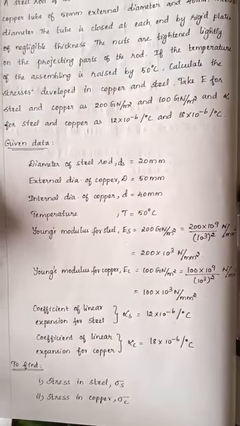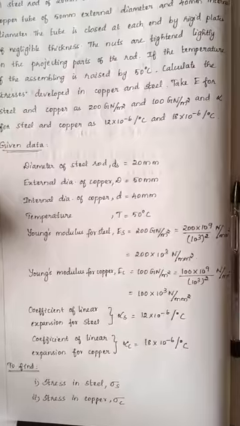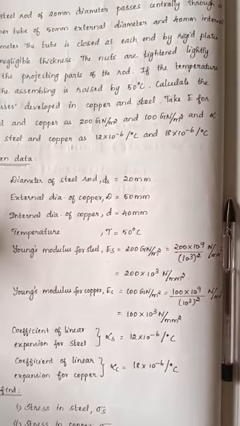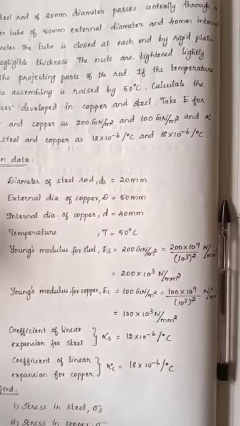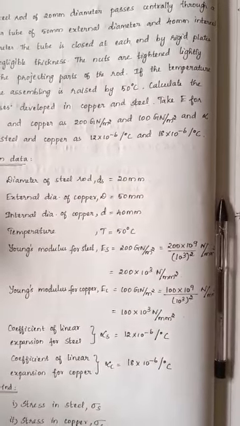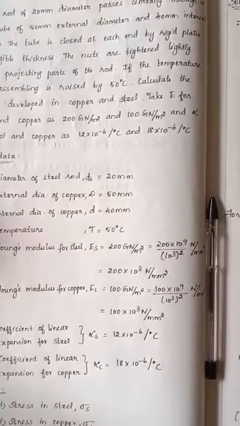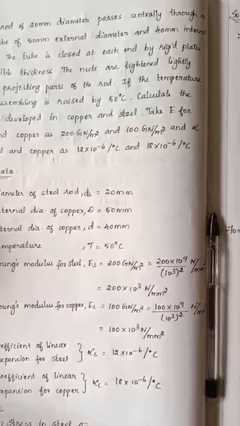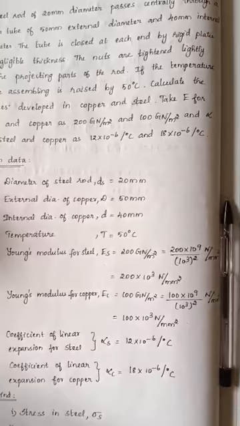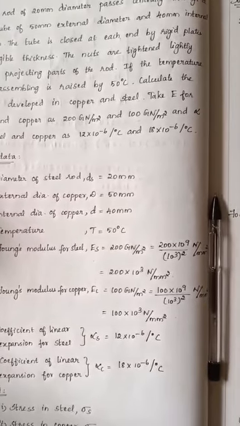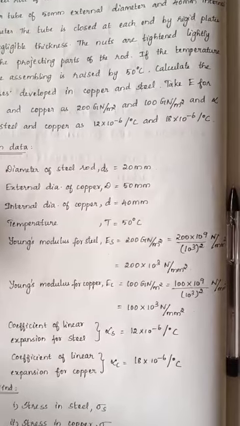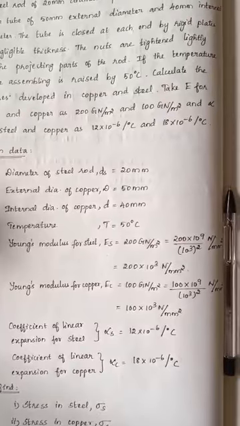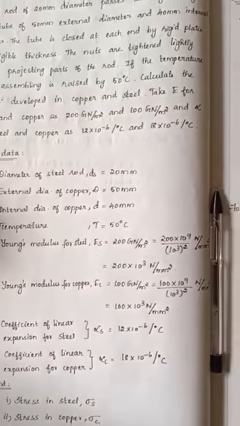Similarly, for Young's modulus of copper, the value is given as 100 giganewton per meter square. E suffix C represents the copper, E represents the Young's modulus. Therefore, Ec equal to 100 giganewton per meter square. Giga we convert into Newton. Therefore, 1 giganewton equals 10 power 9 Newton, divided by the meter to millimeter conversion, 1000 square, that is 10 power 3 the whole square. After cancelling, we get 100 into 10 power 3 Newton per mm square.